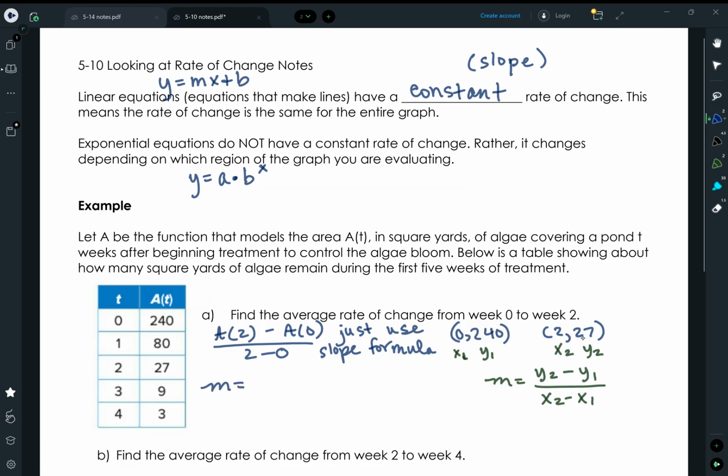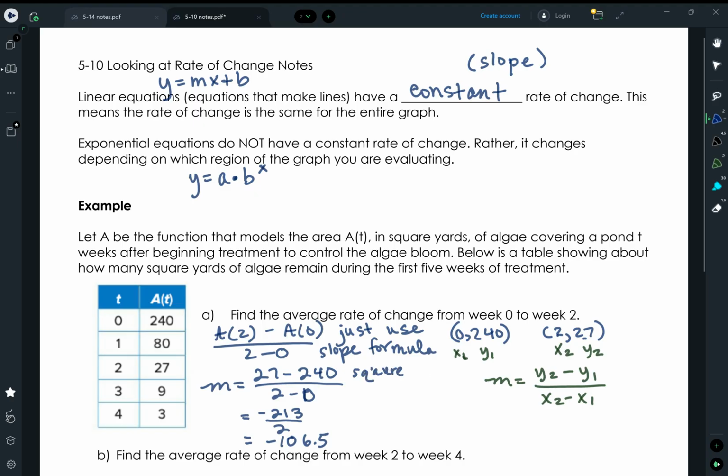So m is going to be 27 minus 240 over 2 minus 1. So 27 minus 240, it works out that that is a negative 213. You know what? I wrote 1, but this is a 0, isn't it? It's 2 minus 0. 2 minus 0 is just 2. And then when we divide that out, 213 divided by 2, as a decimal, that's a negative 106.5. And let's remember, my top is my square yards.